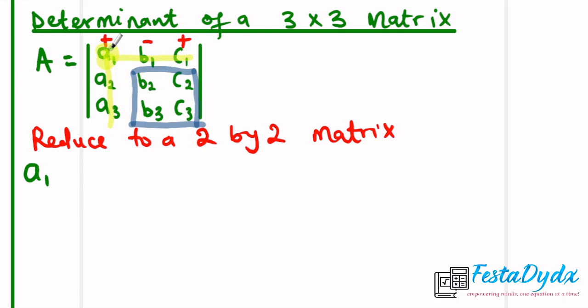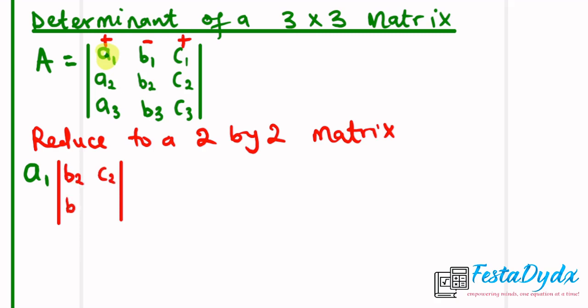So I'm going to use A1 to multiply this 2 by 2 matrix. Now let's write that. This is the 2 by 2 matrix we've gotten that we'll be multiplying with A1: B2, C2, B3, C3.